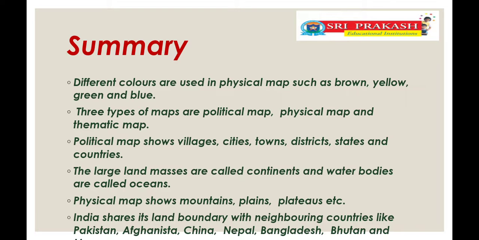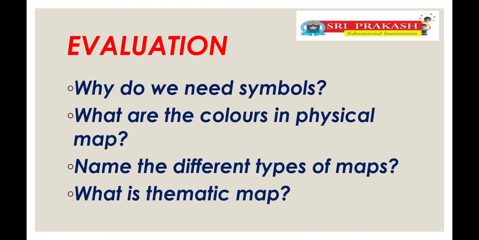The three types of maps are political map, physical map, and thematic map. Political map shows villages, cities, towns, districts, states, and countries. The large land masses are called continents and water bodies are called oceans. Physical map shows mountains, plains, plateaus, etc. India shares its land boundary with neighboring countries like Pakistan, Afghanistan, China, Nepal, Bangladesh, Bhutan, and Myanmar.